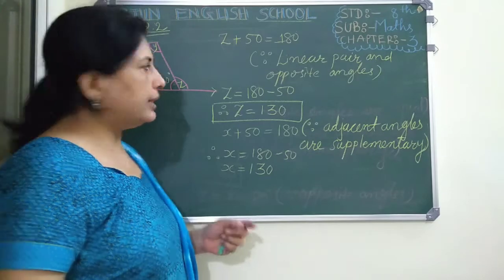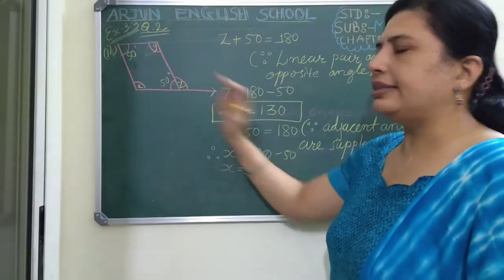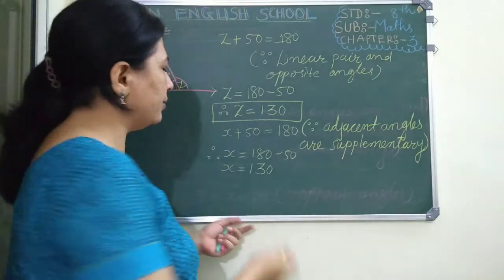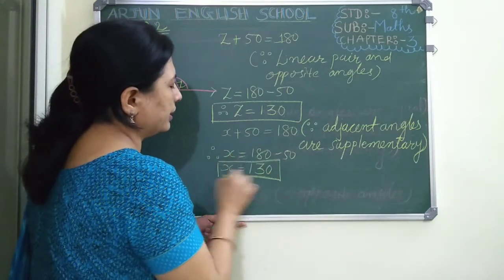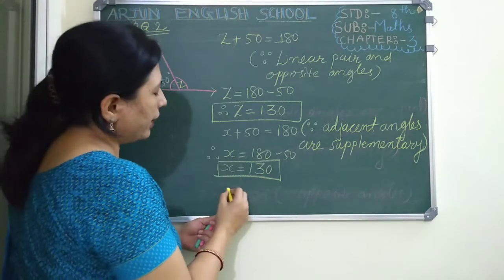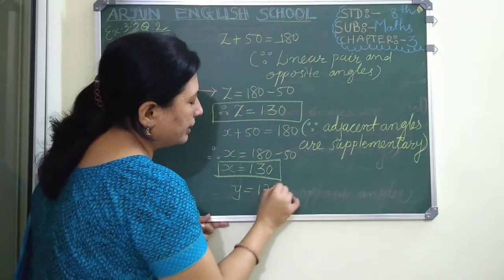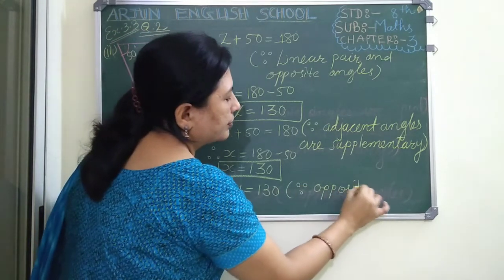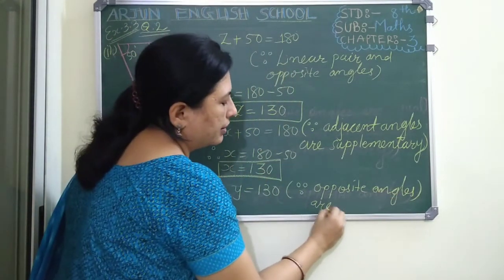One more method: X and Z are corresponding angles also. Always remember that corresponding angles are equal. So if Z is equal to 130, then X is equal to 130. This way also you can find X. Now, if X is equal to 130, then Y is equal to 130. Why? Because opposite angles are equal.